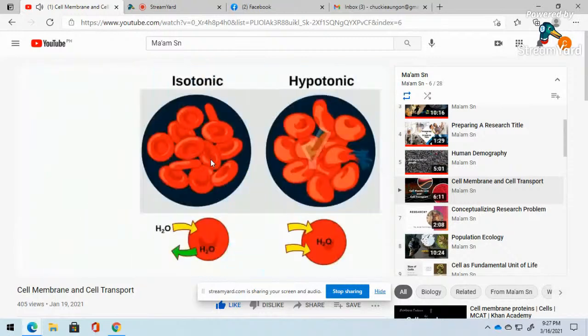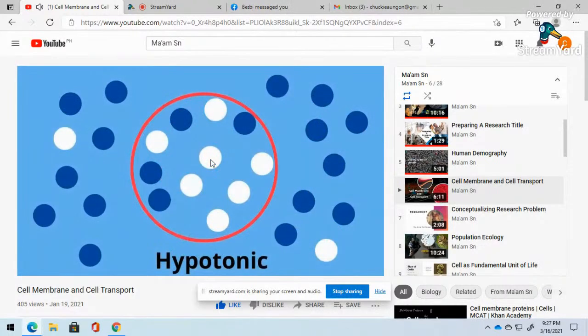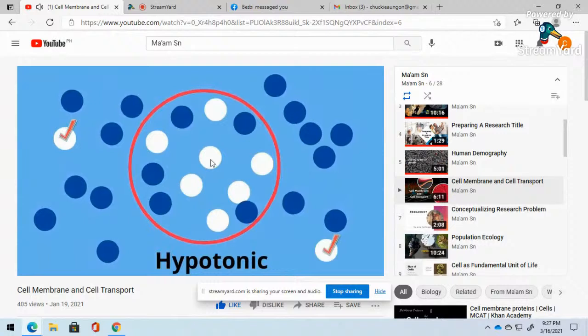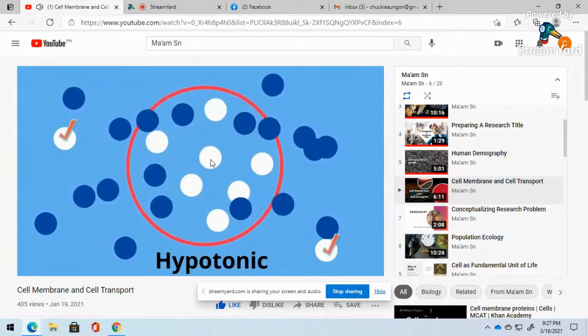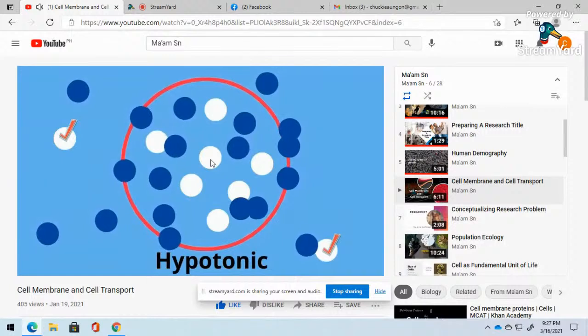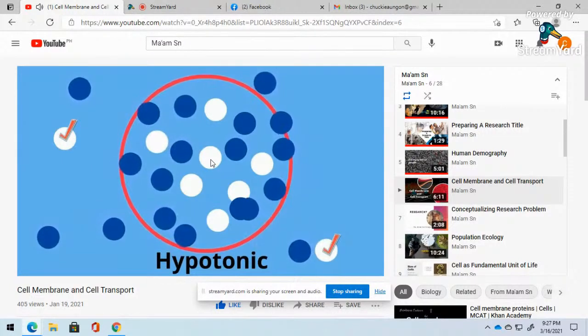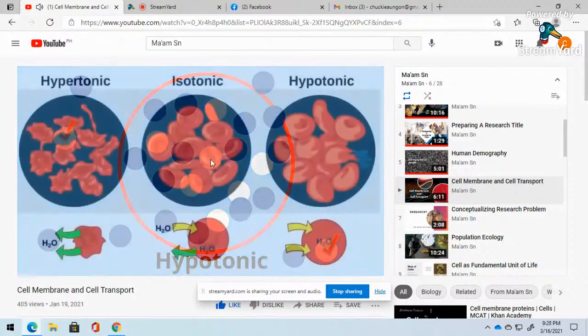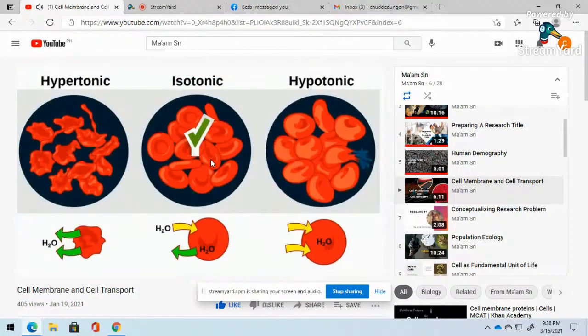Now, hypotonic, hypo meaning below, tonic meaning strength, and notice there is very little solute outside the cell and a higher concentration of solvent outside the cell. So the solvent flows into the cell, remember high to low, and the cell will expand. I hope that's been helpful in knowing the difference between isotonic, hypertonic, and hypotonic.